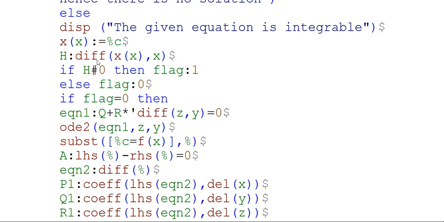So X of x is colon equals percentage c. So next I should differentiate this now with respect to x. So diff of X of x comma x. I call this by some user variable h. If h is not equal to 0, then flag 1, else flag 0. Flag is a dummy variable here. You can use anything, either K or P, whatever. Don't use PQR because PQR are already fixed symbols for me. So you can use any dummy variables here. So if the differentiation is 0, then I should proceed.